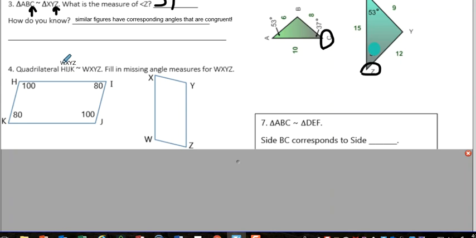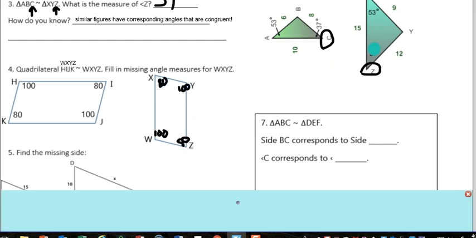So let's start with W. W and H. H is 100, so W also has to be 100 degrees. Notice that the figures are rotated. Looking at I and X, I and X have to be the same. J and Y. J is 100, so Y's got to be 100. And then Z and K. K is 80, so Z has to be 80. And to go one step further, this is a parallelogram, so the opposite angles are congruent. 80 and 80, 100 and 100 adds up to 360 degrees.